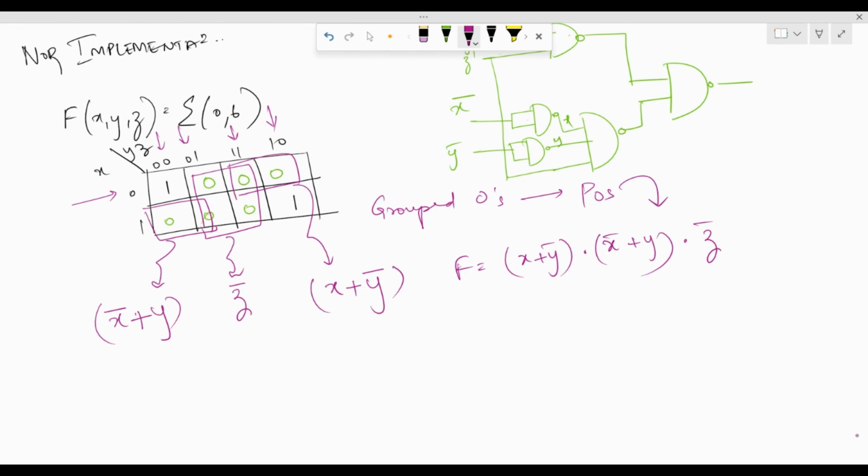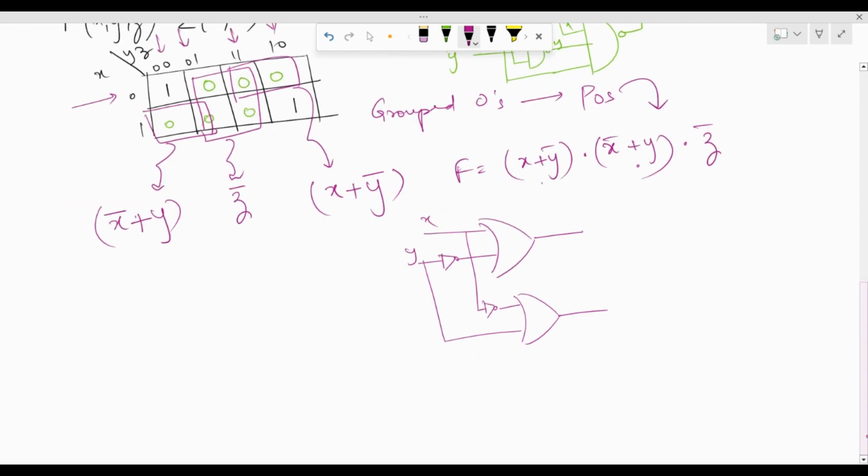So if I simply implement it, I will get x and this is y. So I need y bar. So I have combined it with an OR gate. This is the first term. Next, I require x bar and y combined with the OR gate. That's the second term. And the third term is z bar. Now all the three have been combined with the AND gate. So here we have x plus y bar, x bar plus y on this line, and this is z bar.